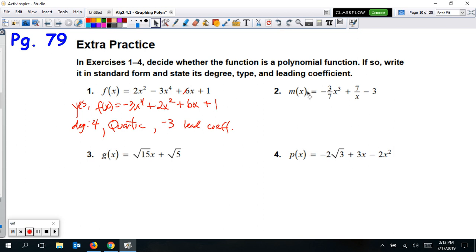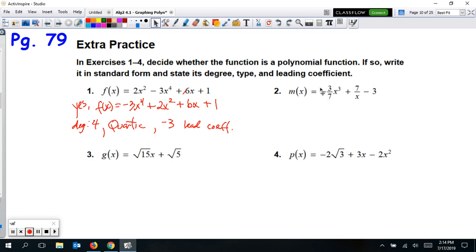Okay, number 2, looking at this one, so we want to ask ourselves those two questions. Exponents all have to be whole numbers. They can't be negative or fractions, and these all have to be real numbers, no imaginary numbers for these.